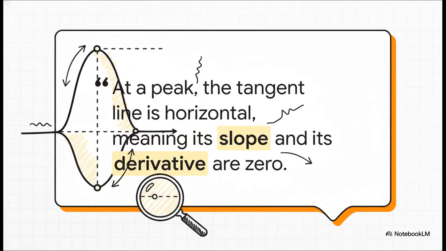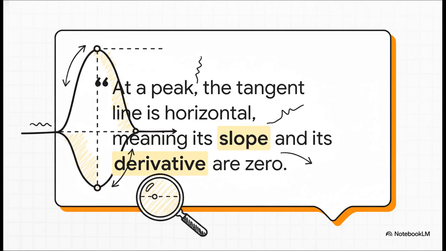And here's the incredibly powerful shortcut this gives us. Think about the very top of a hill or the very bottom of a valley. For that one brief moment, the ground is perfectly flat, right? The slope is 0. The change has stopped. That means if you want to find a maximum, like maximum profit, or a minimum, like minimum cost, you just have to find the exact spot where the derivative is 0.